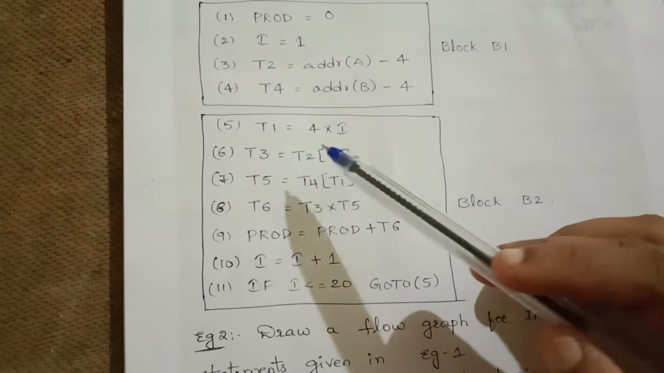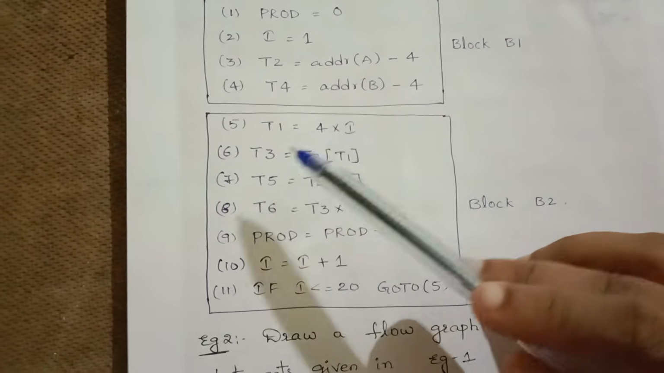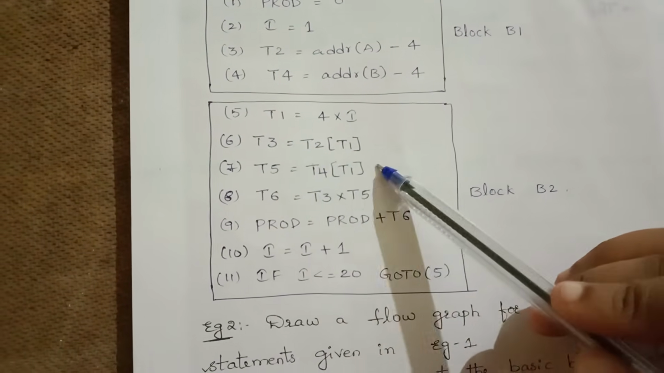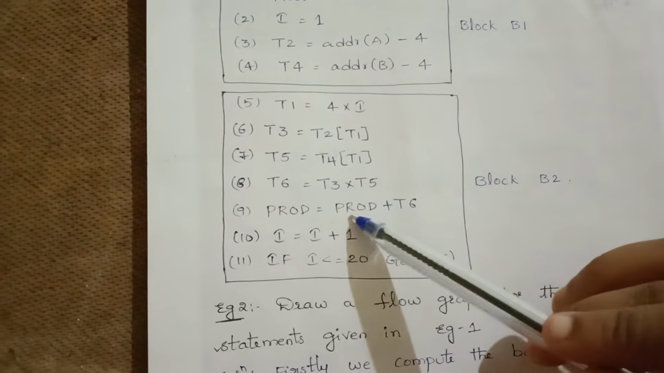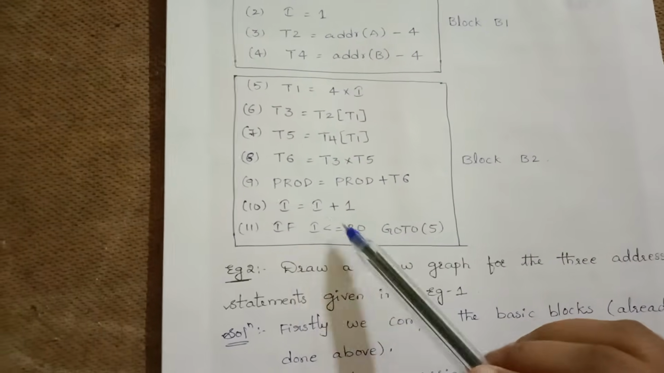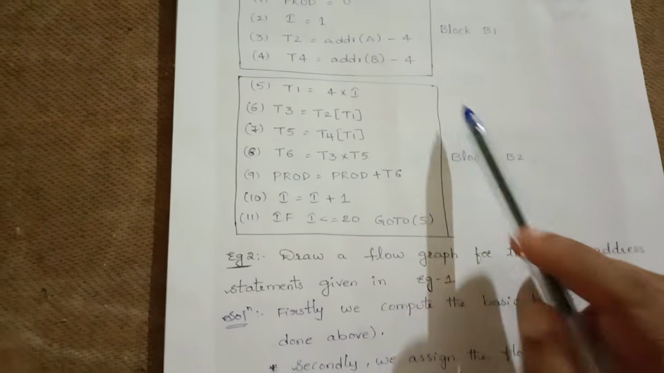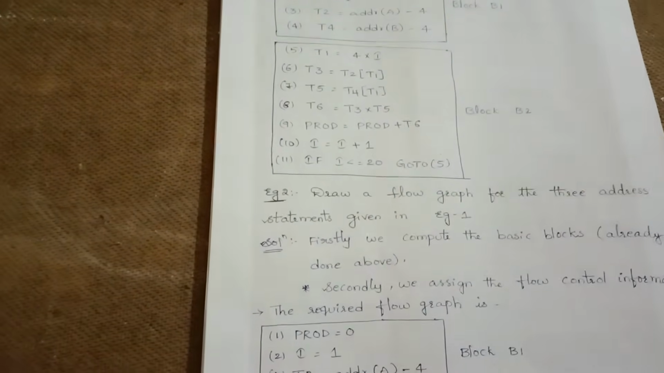And in block 2, T1 is equal to 4 into I, T3 is equal to T2 of T1, T5 is equal to T4 of T1, T6 is equal to T3 into T5, product is equal to product plus T6, I is equal to I plus 1. If I is less than or equal to 20, go to 5. So this is divided in block B2. So this is how we divide the given three address code into blocks.